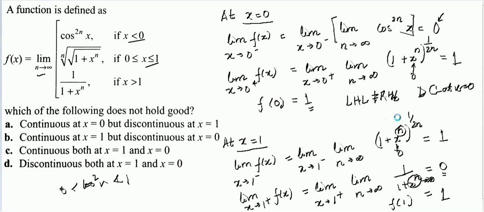So here also the left hand limit and the right hand limit do not match. Therefore the function will exhibit discontinuity at 1 also, and hence option D is the right option, because the function is exhibiting discontinuity both at 1 and 0.